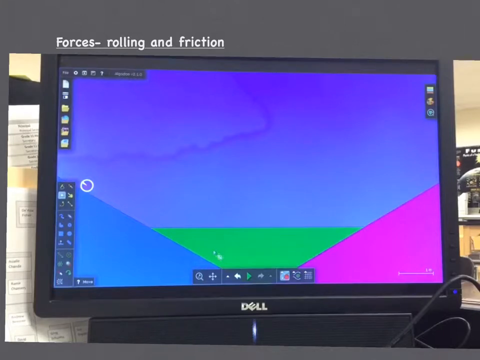Hi everyone, I want to take a look at how friction acts on a rolling object, and there's a few different situations that we're going to have to look at. So here's one of them. What happens if we have an object that has a force acting on it, yet the surface has no coefficient of friction?